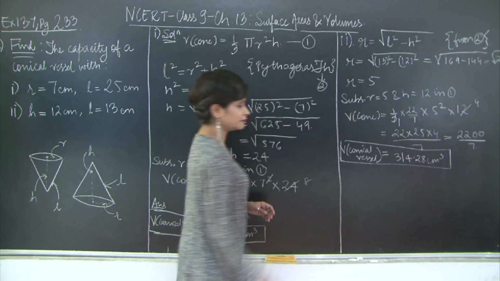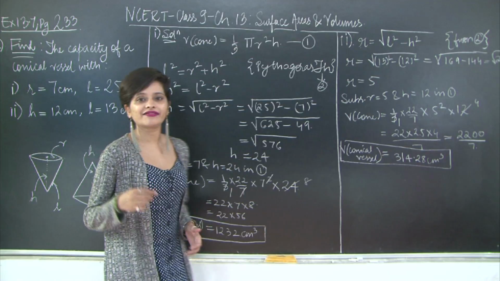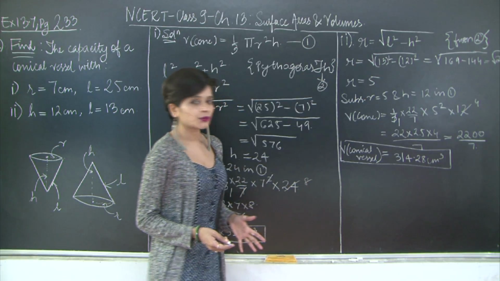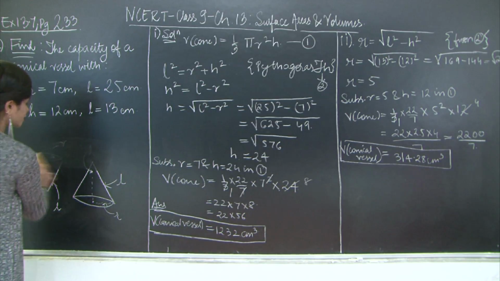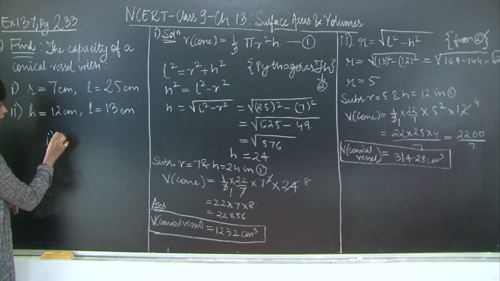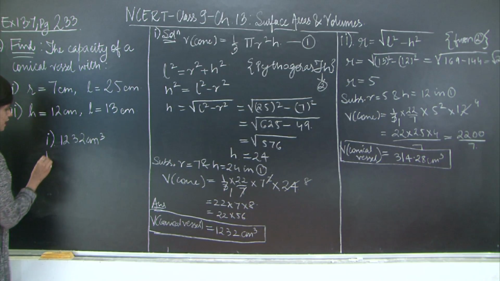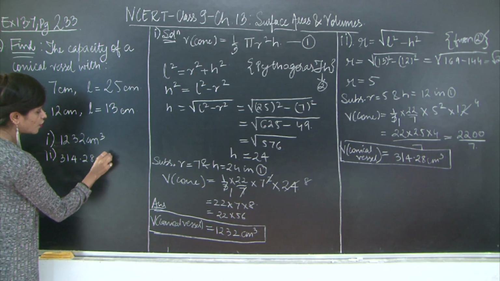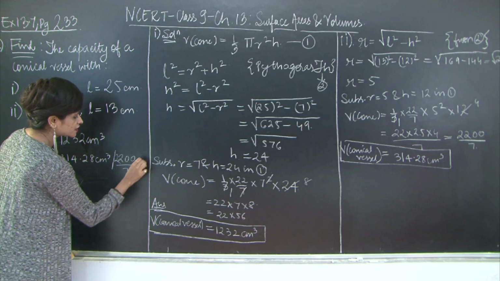However, we are not yet done with the sum. It states that we need to find the volume of the conical vessel in liters. We have found the volumes in centimeter cubes. So how do we convert this into liters? Let me erase this section. So now converting it into liters, let's just write the answers first. The answer to the first question is 1232 centimeter cubes, and the second one is 314.28 centimeter cubes, or you can just write it as 2200 upon 7 centimeter cubes.